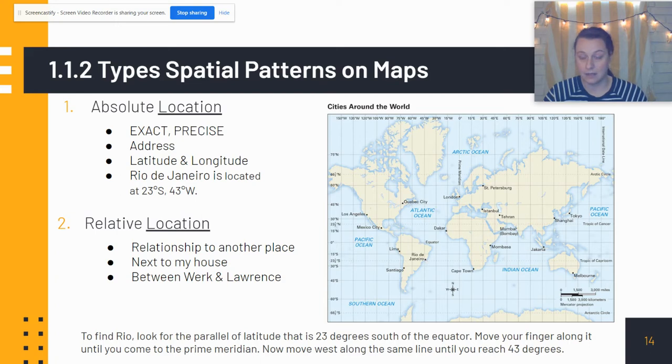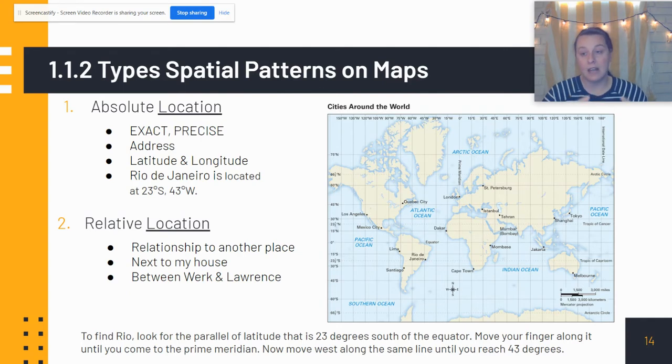That's the other side of the coordinate. And so that's longitude, right? So longitude is long, up and down. And so right here, you can see the 45 degrees. So I go all the way down and follow my 43 degrees west. And then I stop here at my 23 degrees south, and there is Rio de Janeiro. So do you see how that's exact? It's measurable, right?